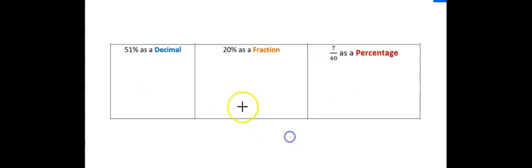Okay, here's another set of problems. Go back to the notes if you need to, the examples on the previous pages. You're going to be converting 51% to a decimal, 20% to a fraction, and 7/40ths to a percentage. Pause the video, and make sure you show your detailed steps as they were modeled in the examples. If you're using long division on any, work the long division out yourself and show you know that process. All right, pause the video and get to work. Turn it back on to see if you got them right.